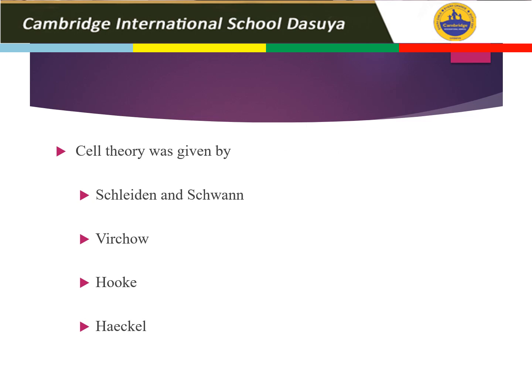Dear students, the next question is who gave the cell theory? Options are given: Schleiden and Schwann, Virchow, Hooke, Haeckel. The right answer is Schleiden and Schwann. Virchow just modified the cell theory given by Schleiden and Schwann.